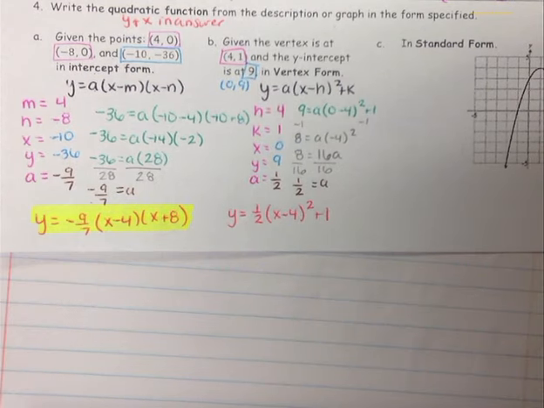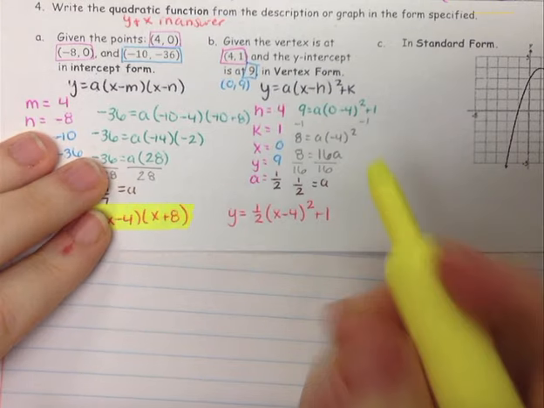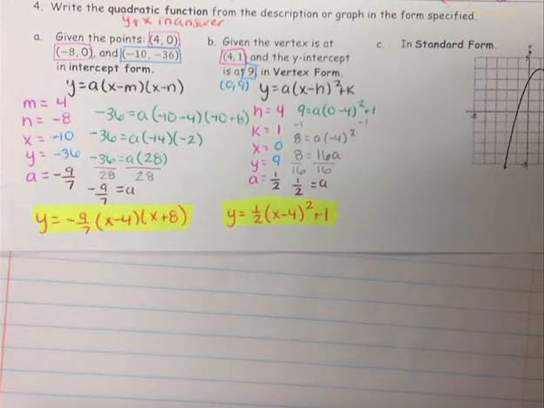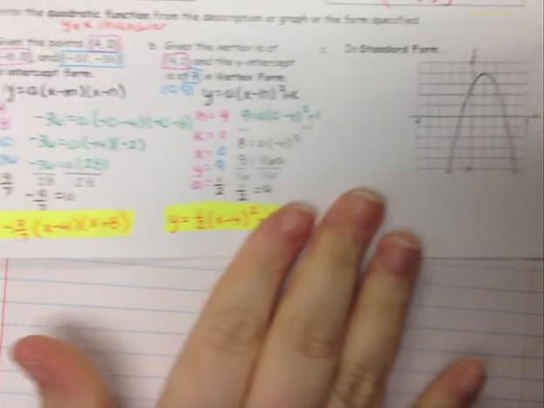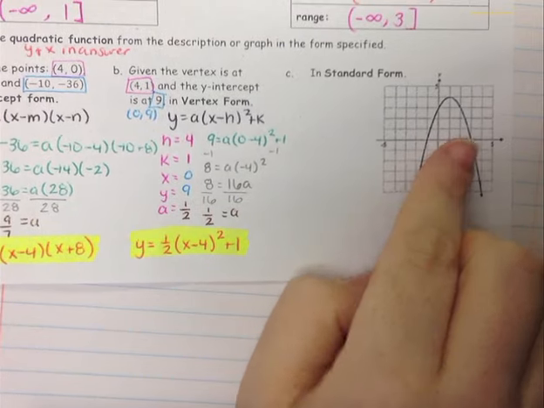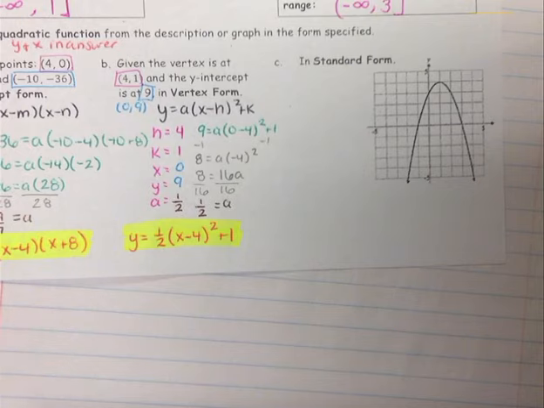This is vertex form with a vertex of 4, 1 and the y-intercept of 0, 9. This last one, we want to write it in standard form, but we're given the graph. It does not tell us the vertex or the x-intercepts in the description, but it does give them to us. So it depends on which format you would like to use.